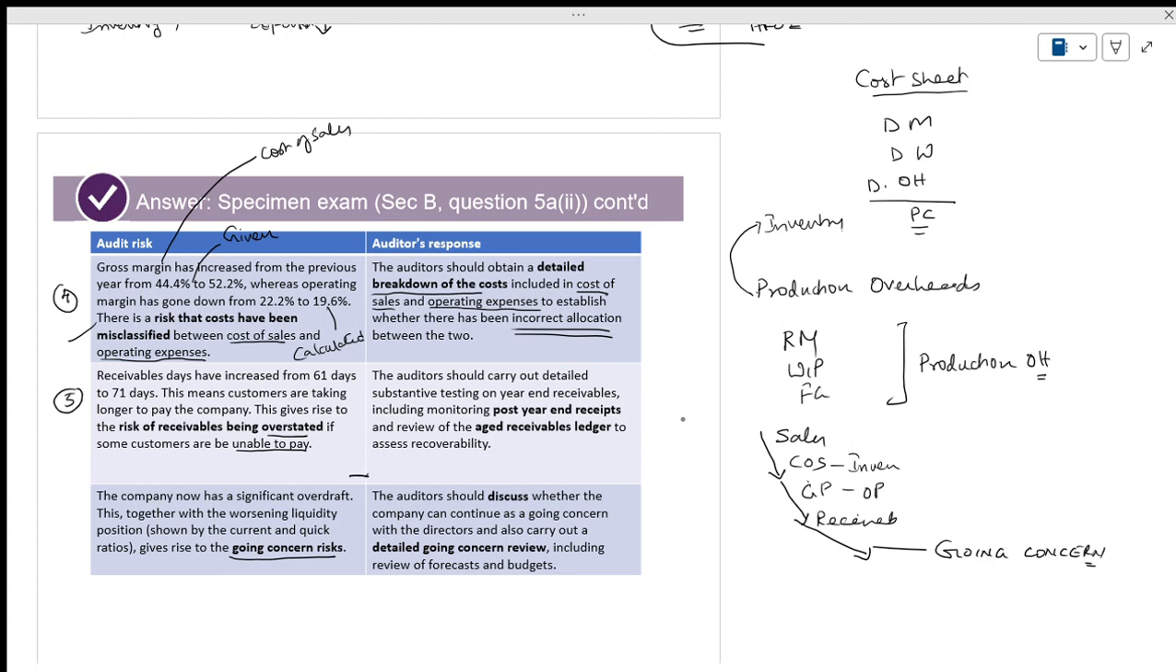The auditors should carry out detailed procedures on year-end receivables, because you are having so many customers with so many sales. They have given us why we are doing year-end receivables. They gave us the closing balance, including post-year end receipts. Post-year end means after the date. That is the reason they say cut off. Post-year end receipts.